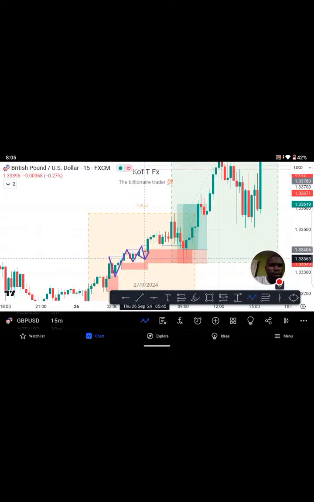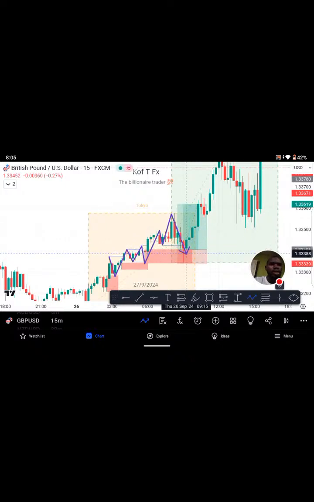Then we have a liquidity gap here. After the liquidity gap, we have a break of structure again to this high. After the break of structure, we have a pullback which did not mitigate our demand zone. This pullback is an inducement. After the inducement, we now have a mitigation.